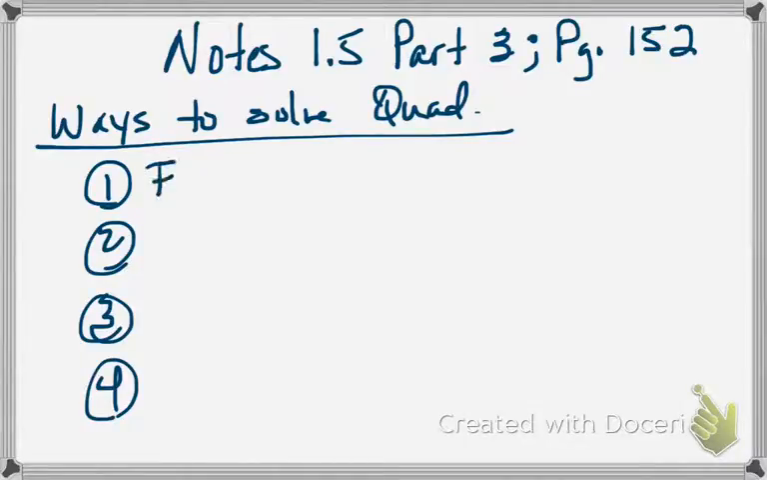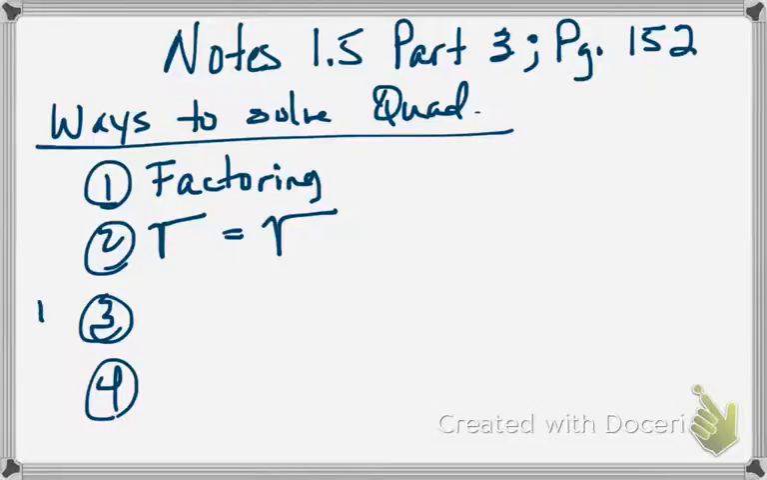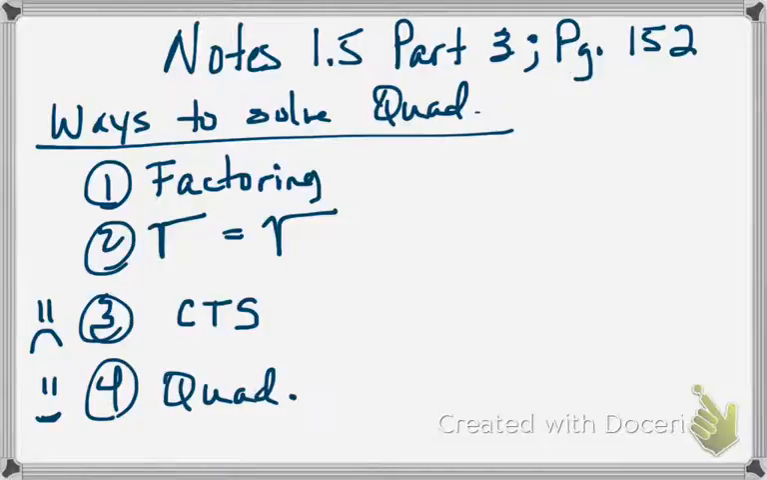Factoring. And then we learn to square root. If it's okay with you, can I just do square root equals square root? Okay. What's the third way? This is the frowny face way. We don't like this way at all. Complete the square. We abbreviate that CTS. And the last way is okay. Some of you will really like it because it is a formula. It's the quadratic formula.